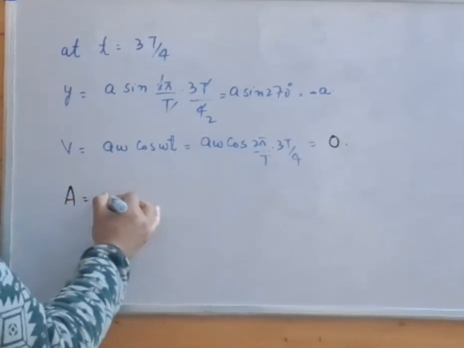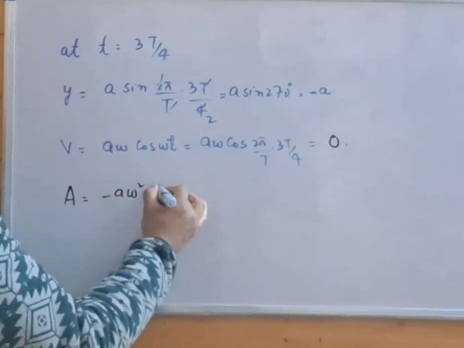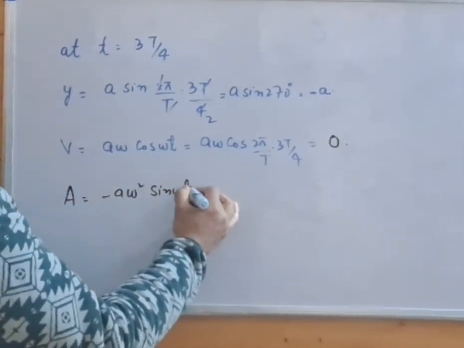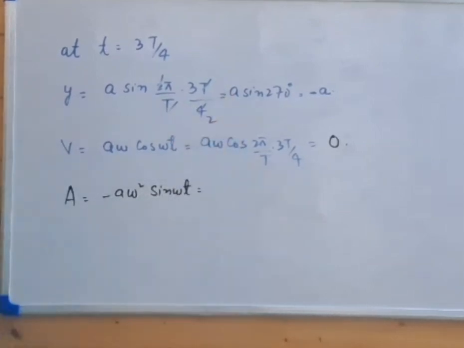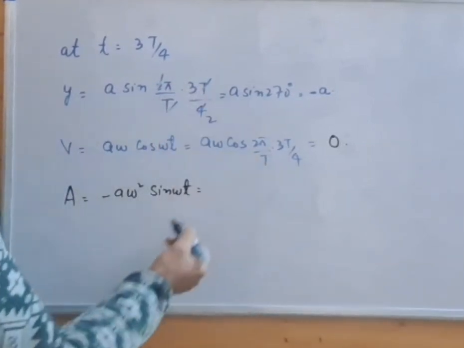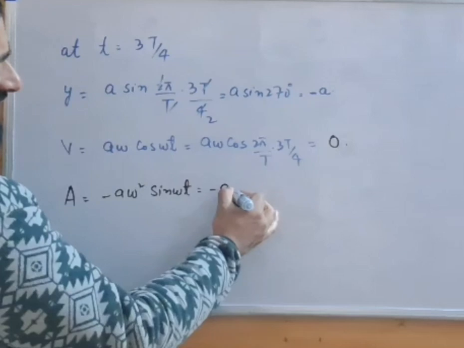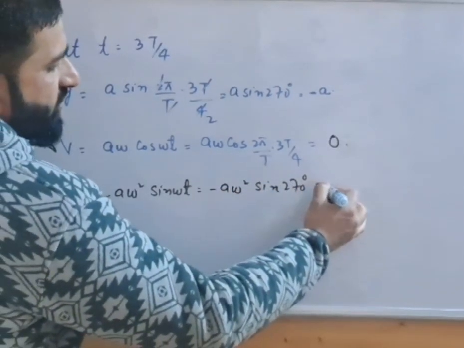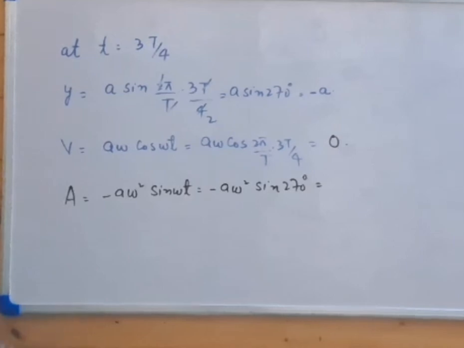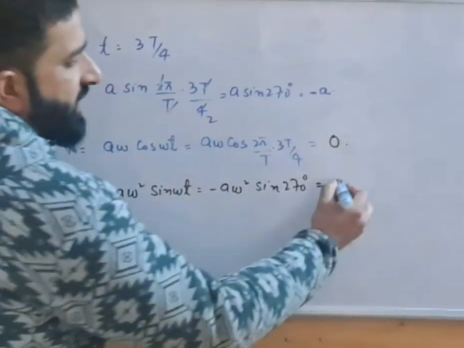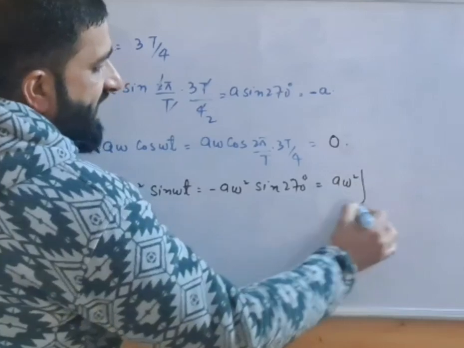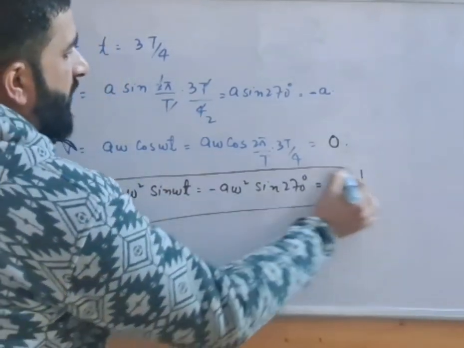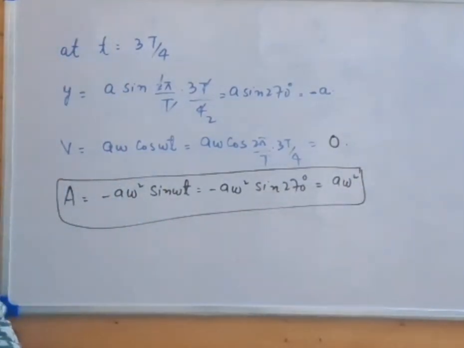Acceleration is given by minus a omega square sine of omega t, and sine of omega t is sine of 270 degrees as calculated in the displacement above, so minus a omega square sine of 270. We know that sine of 270 is equal to minus 1, so minus into minus is equal to plus, so a is equal to a omega square. So the acceleration has got the value of a omega square.